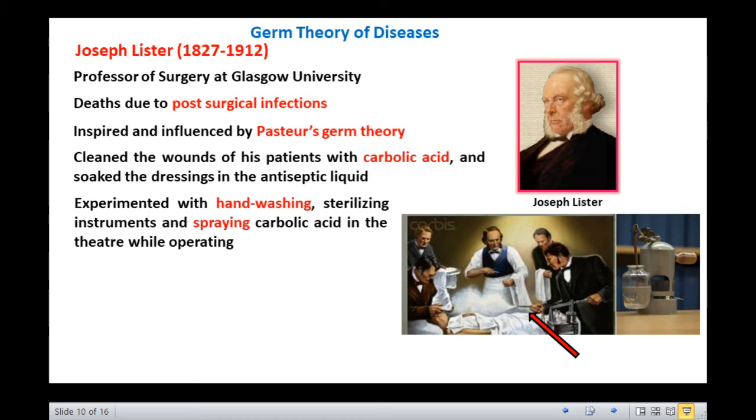In the years from 1864 to 66, the death rate for Lister's surgical patients was 45.7%. Between 1867 to 70, when he introduced this new antiseptic treatment, this fell drastically to 15%.